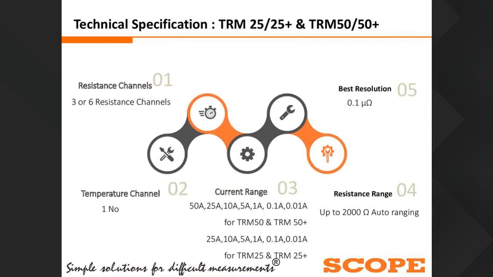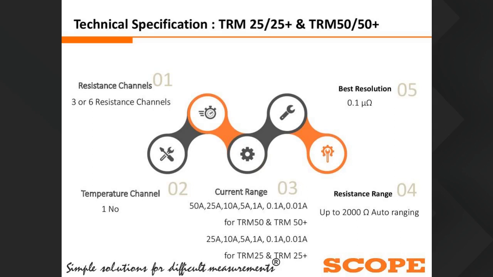So from the technical specifications point of view, as I said, we have provided 3 resistance channels for TRM 25 and TRM 50, and 6 resistance channels for TRM 25 plus and TRM 50 plus. That is, we can measure the resistance of both HV and LV windings simultaneously in a single click. In TRM 25 and TRM 50, the 3 resistance channels measure the resistance of HV or LV in a single click.